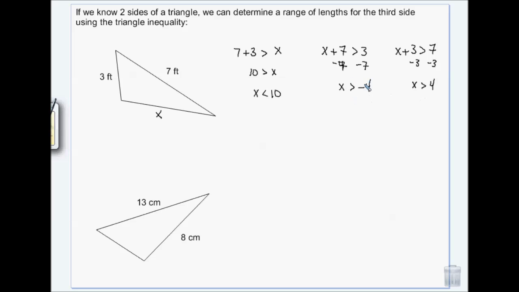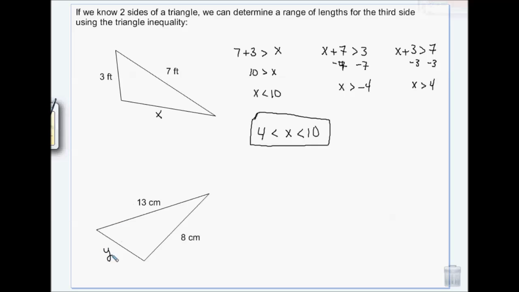Well, we're not going to use the -4 because if I plug in, say, 0, 0 plus 3 is not greater than 7. So it has to be at least positive 4. So it's going to be 4 is less than x is less than 10. x is going to have to be somewhere between 4 and 10.